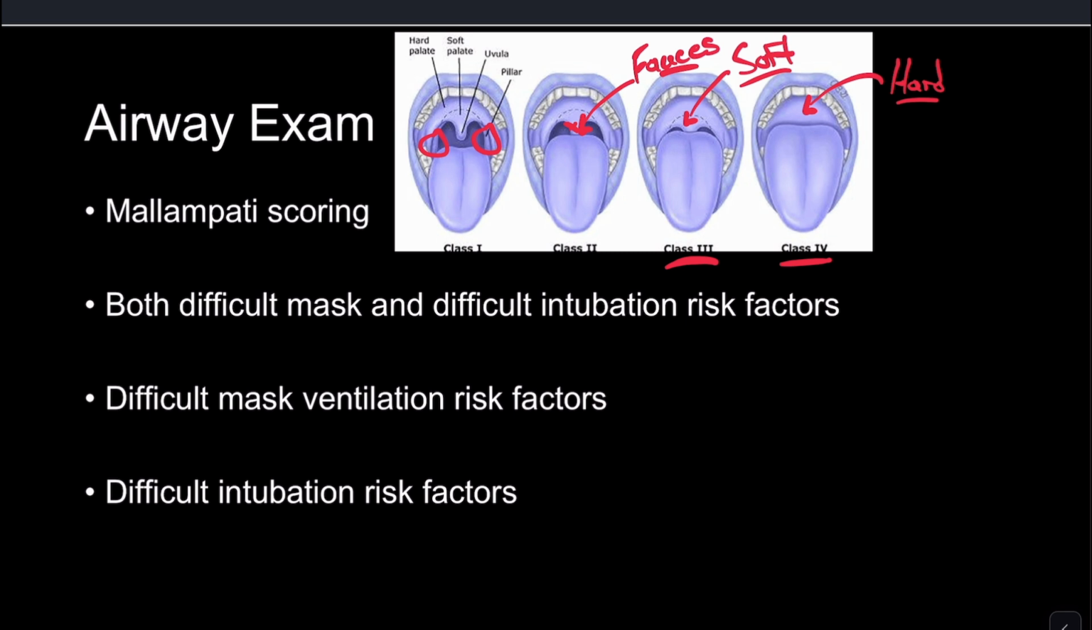So moving back up the scale in class 1, you can see the tonsillar pillars. If you see tonsillar pillars, you're in class 1. If you can see the fauces or the uvula, but not the tonsillar pillars, you'd be in class 2. If you can see only the soft palate and hard palate, you'd be in class 3. And then if you only can see the hard palate, you'd be in class 4.